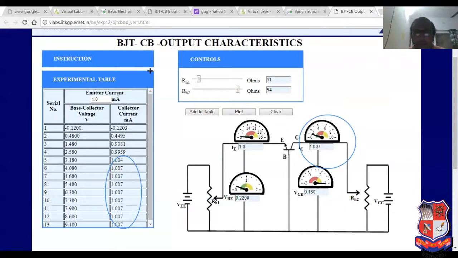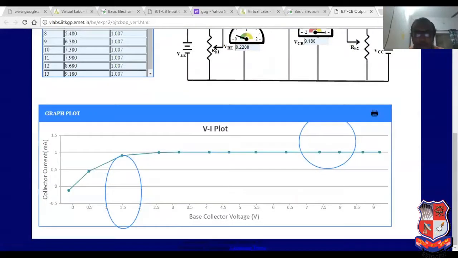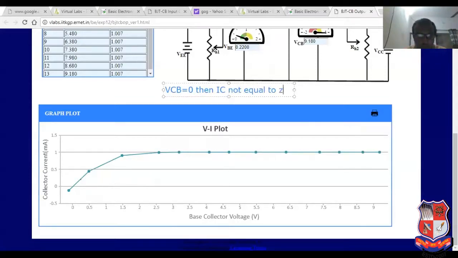So if you plot these characteristics, see these characteristics. VCB is constant at 0, VCB equal to 0, then the collector current is maximum. See this here. VCB equal to 0, I have written this here. VCB equal to 0, then IC not equal to 0 in common base configuration.